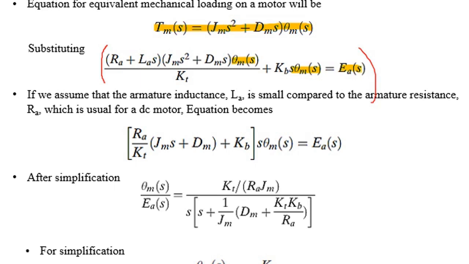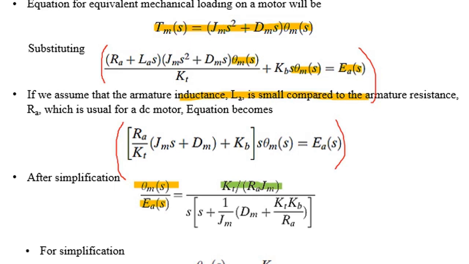Students, here we make an assumption that armature inductance is small compared to armature resistance, which is usual for a DC motor. So with this assumption, armature inductance La is equivalent to 0, and we will further simplify the equation. After a little rearrangement, we will obtain our desired transfer function whose output is angular displacement and input is applied voltage.